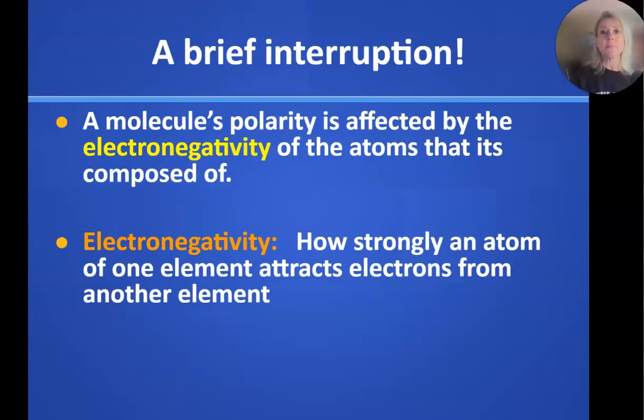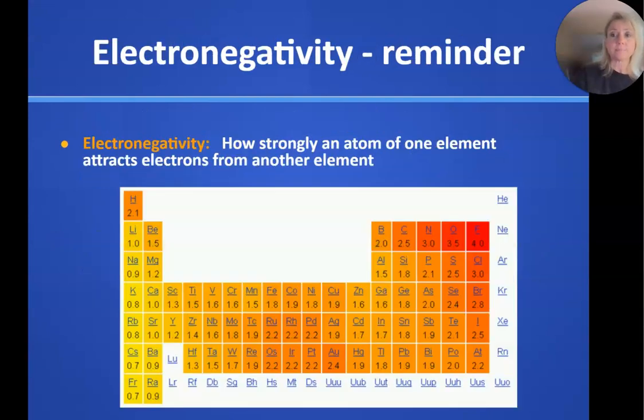All right. So a molecule's polarity is affected by the electronegativity. Remember that vocabulary word from the periodic table unit? It's affected by the electronegativity of the atoms that it's composed of. And just as a reminder, electronegativity is simply how strongly an atom of one element attracts electrons from another. So the more an atom is able to pull electrons toward it, the higher the electronegativity value is.